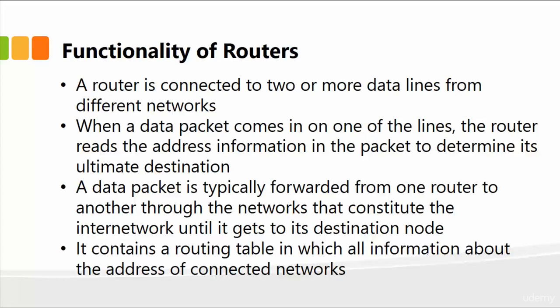So for instance, if I were to send you an email and I'm in the US and you're in Europe, for example, it's going to pass the actual email through different routers across various networks. Another functionality of the router is that it contains a routing table, as I mentioned earlier briefly, in which all of the information about the address of connected networks exists. So these are very intelligent pieces of hardware that know exactly what's going on, who resides where.